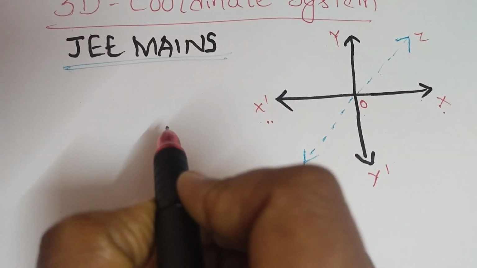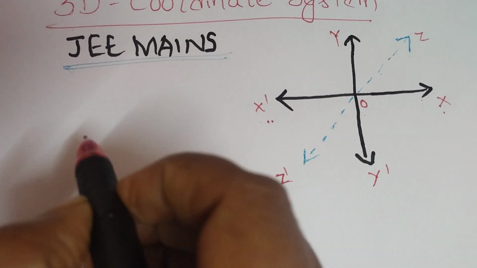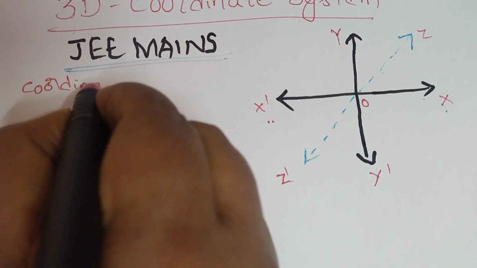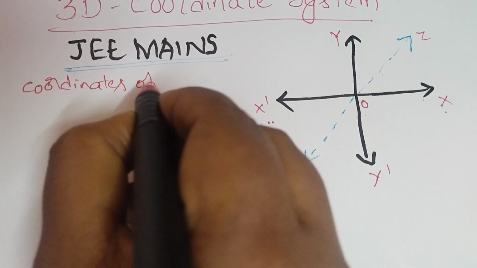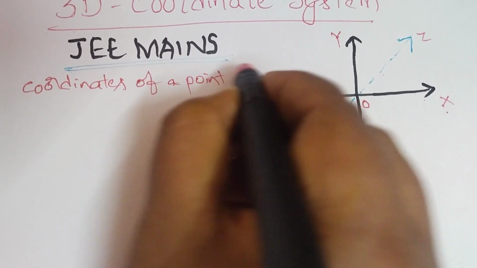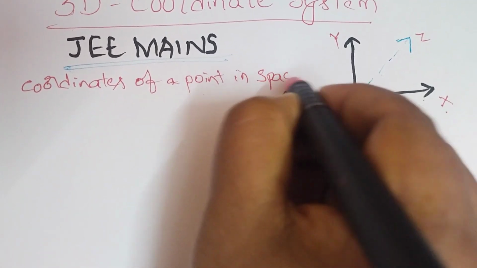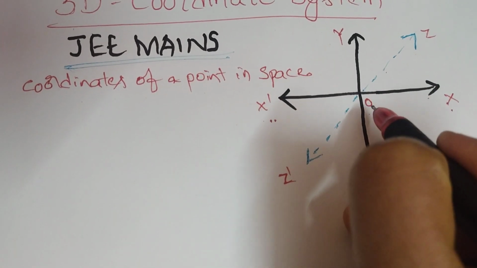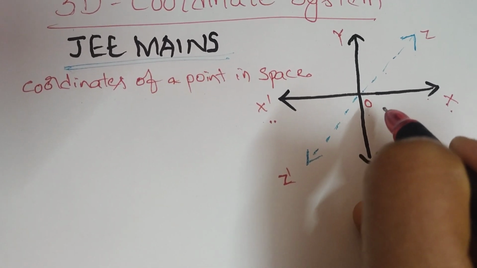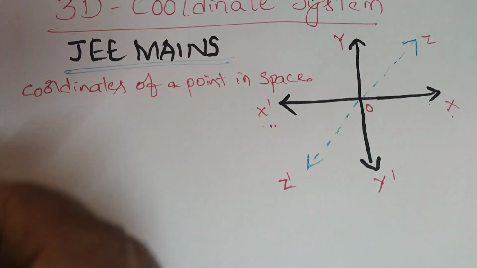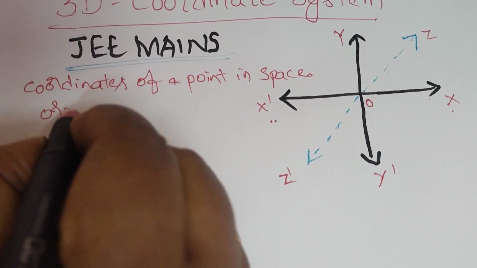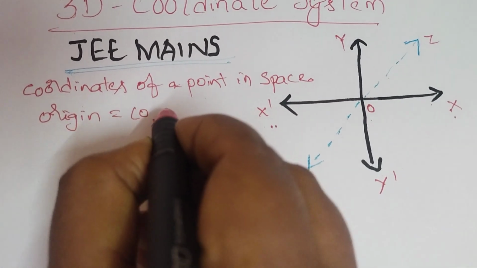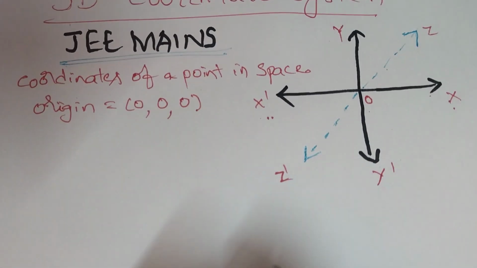Now we discuss the coordinates of a point in space. Now I will take a point in this space, and before going to that, we have one origin. The coordinates of the origin are: x coordinate 0, y coordinate 0, z coordinate 0.